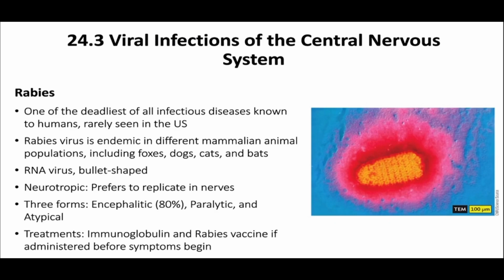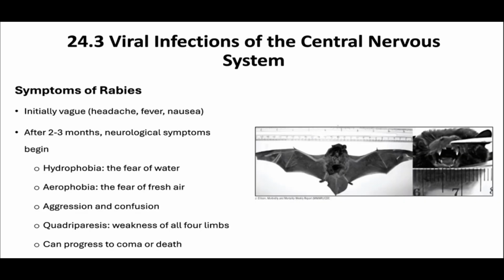And going back to the mode of transmission, silver-haired bats are the main mode and the most commonly known. On the right, you can see a depiction of the silver-haired bat, which usually infects humans and other animals. Symptoms of rabies usually begin vague, including headache, fever, or nausea. Extreme symptoms usually begin after 2 to 3 months, including neurological symptoms.